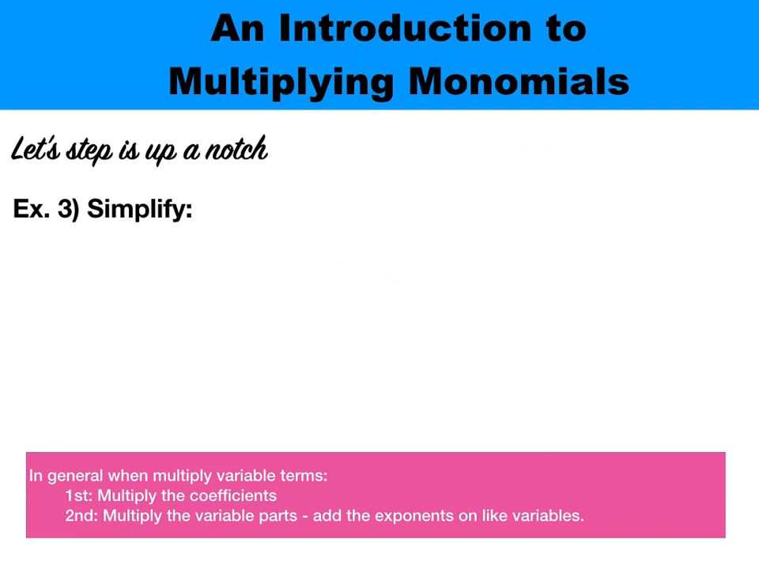Now if we step it up a notch, and we look at an example like this. Now we've got 3 different colors because I have a second part to my variable part. Now I have x and y going on. So again, first step, multiply the coefficients. 2 times 7, 14. Next step, multiply the variable parts. It says add the exponents on the like variables. So I'm going to look at the x's first. X to the power of 5 times x to the power of 3 gives me x to the power of 8. Then I'm going to look at my y part. Y to the power of 4 times y squared, y to the power of 6.